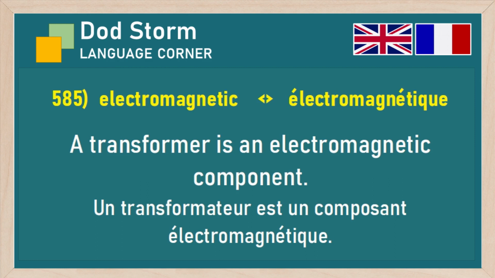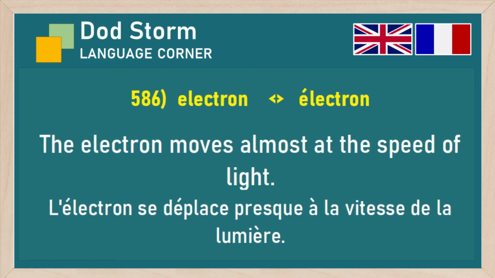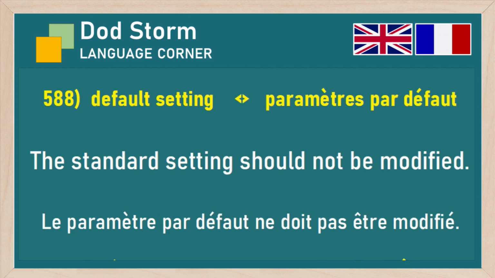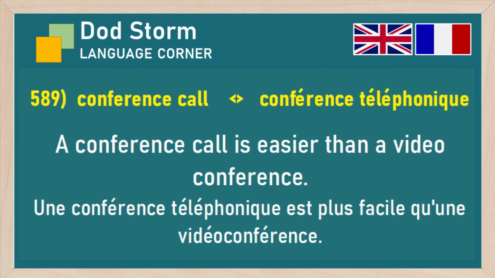A transformer is an electromagnetic component. The electron moves almost at the speed of light. The quality of the products affects the price. The standard setting should not be modified. A conference call is easier than a video conference.